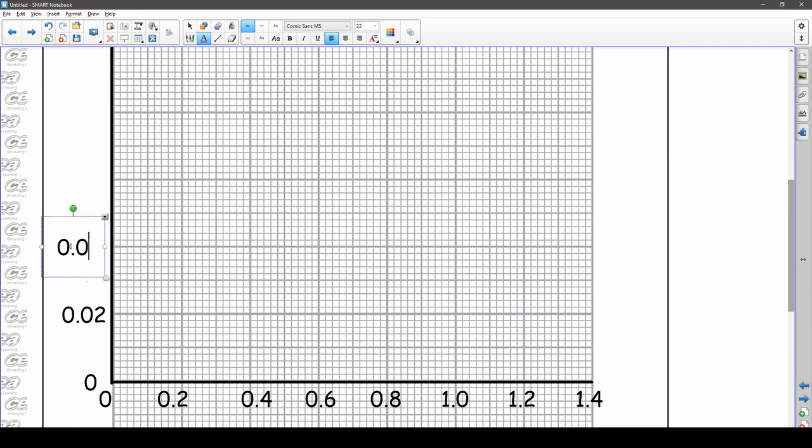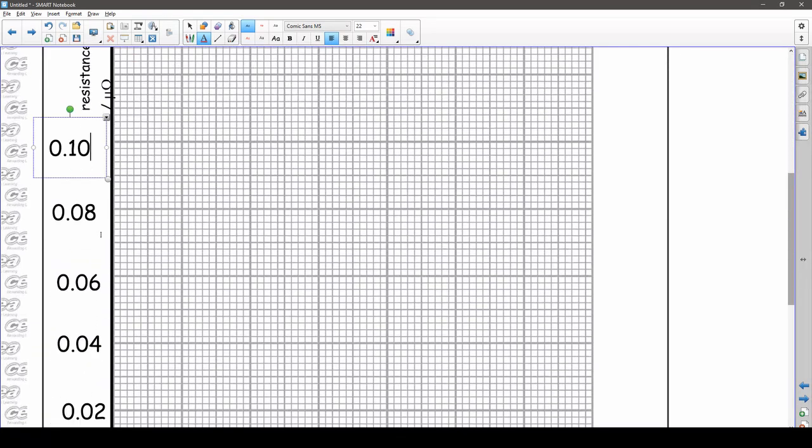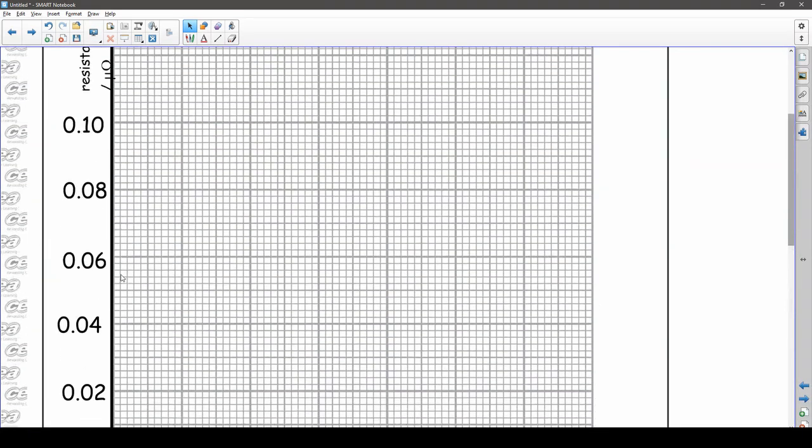Now on 0.04, 0.06, 0.08, and 0.10. Okay, that's not ideal because look at how much graph paper we've wasted. But we're in this situation, we've done it in pen. We're probably going to lose our scaling mark. Maybe not, because we've used half the graph paper. But you want to really be using more than half the graph paper.